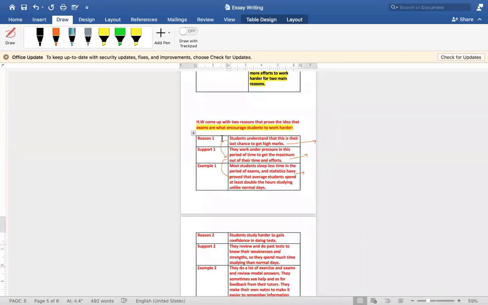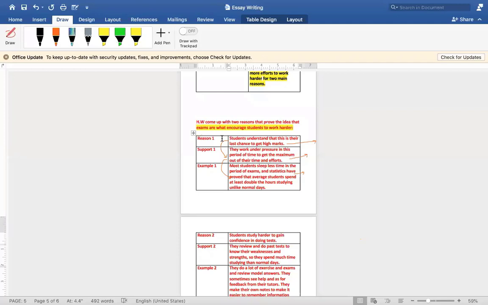طيب, how can I support it? How can I explain it more? They work under pressure in this period of time to get the maximum out of their time and effort. What is the example? Most students sleep less time in the period of exams, and statistics have proved that average students spend at least double the hours studying unlike normal days. يبقى الريزن هو الفكرة الكبيرة. اللي بيجي بعده فكرة بتشرحها، اللي بيجي في الآخر مثال محدد عليها.